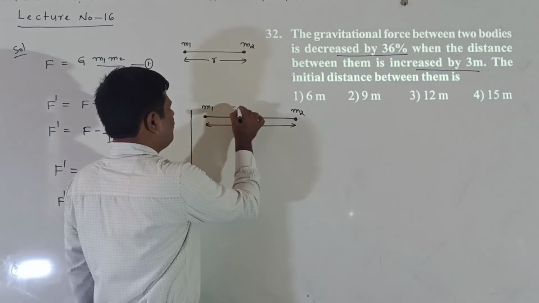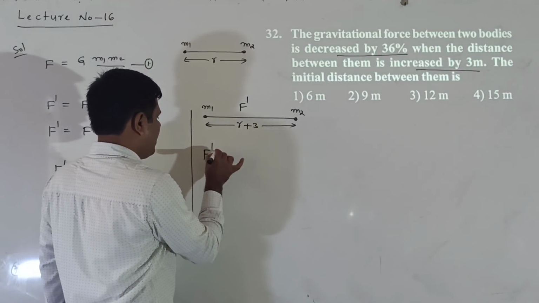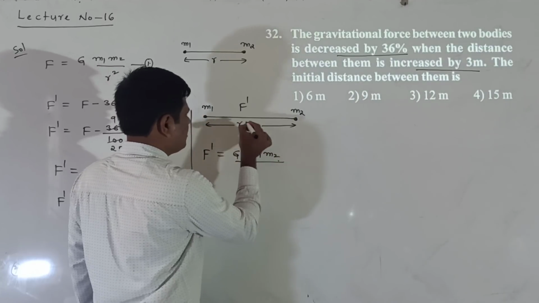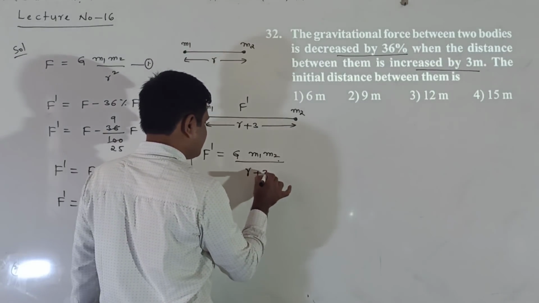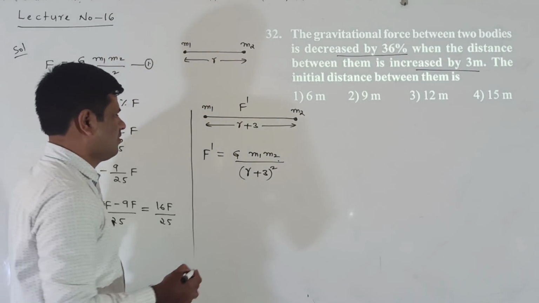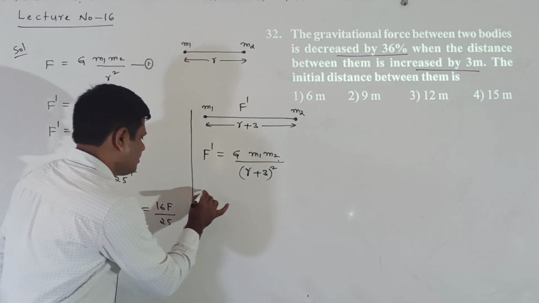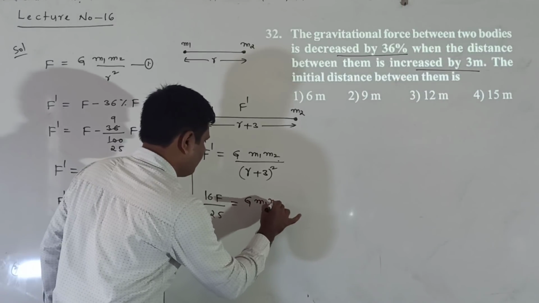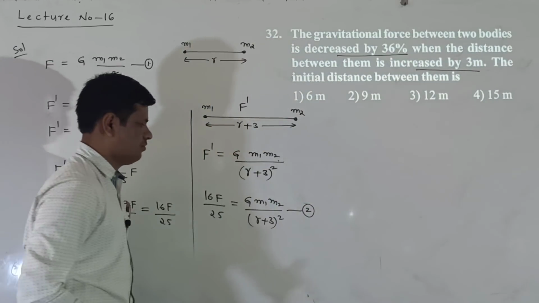Now the new force, which we already considered, is F dash. F dash is equal to G m1 m2 by the distance, and the masses are the same. Distance is increased by 3 meters, so the distance is (r plus 3) whole square. We already have the F dash value: 16F/25 is equal to G m1 m2/(r plus 3)². This is equation number 2.